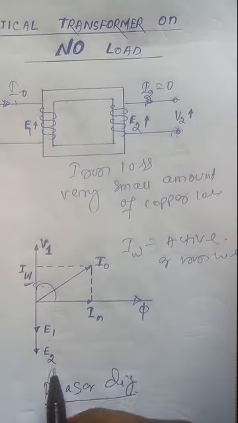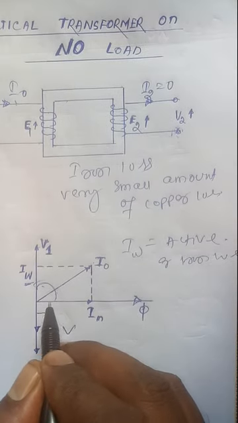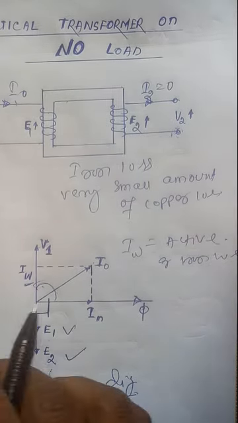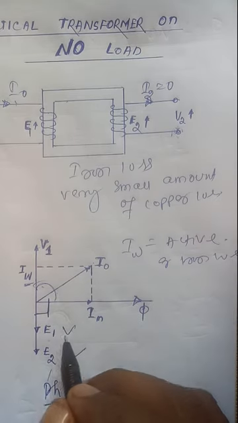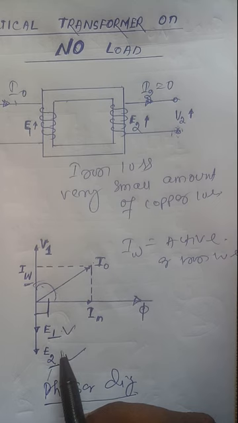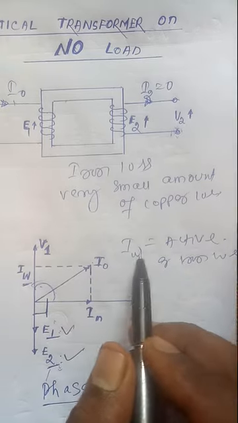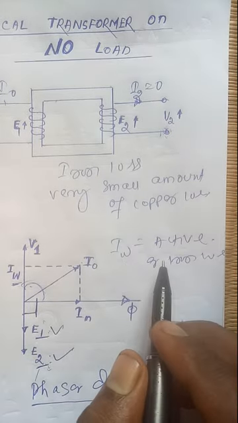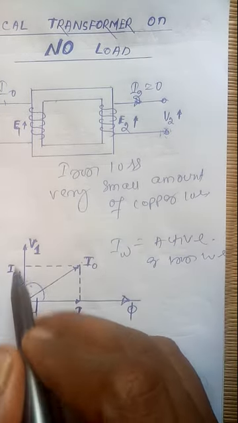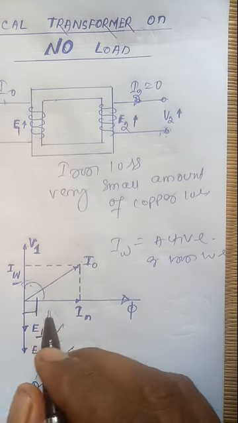Similarly, when this flux links to the windings, E1 and E2 lag the flux by an angle of 90 degrees, in the same manner as we have studied earlier. Here the magnitudes of E1 and E2 are decided by the number of turns on the primary as well as the secondary side. This IW is known as the active component or iron loss component, and it is in phase with V1.